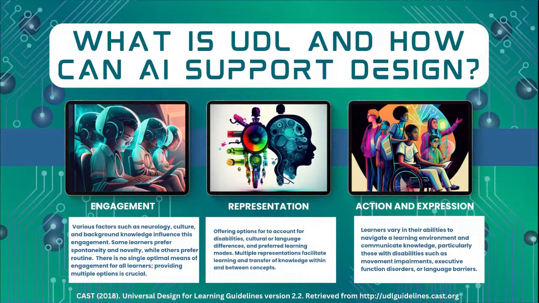So I'm going to focus on UDL representation. So there are three components. There's engagement, how we're engaging students with content in terms of their background knowledge, how they like to work, whether solo or group work, representation, and then action and expression. Representation is making sure that we take into account individuals, their learning disabilities, and how they learn, in order to transfer knowledge between concepts. And then there's action and expression.